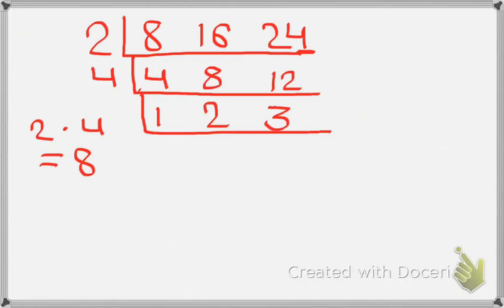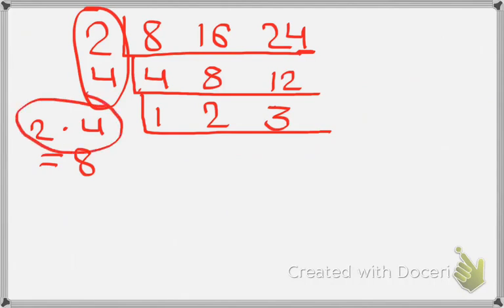When you want to do this, you're going to multiply these two numbers to get your answer. So 2 times 4 equals 8, and that's how you do the L method.